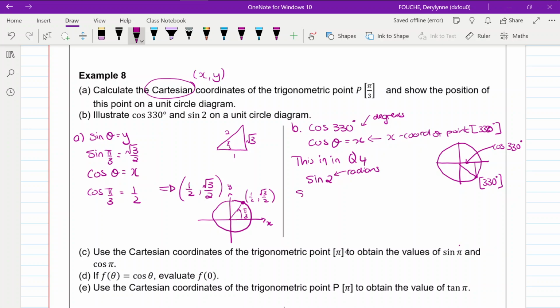Okay, and I know that sine theta tells me my y value, my y coordinate of that point 2. Okay, so I'm going to put it into my second quadrant. Okay, and this is my point 2, but this time my sine of 2 is my y value there. So that would be my value of sine of 2.